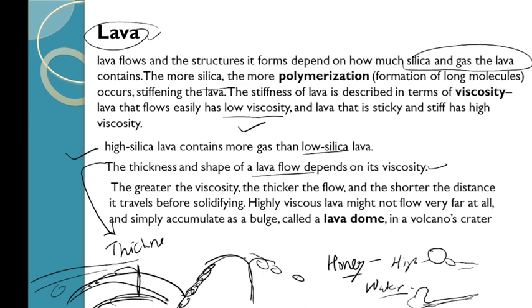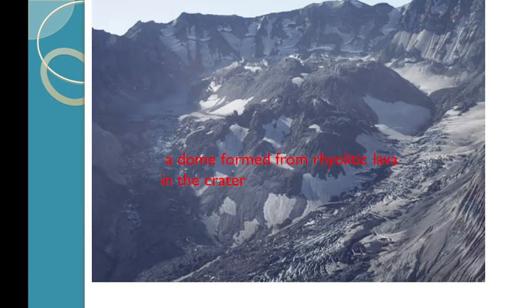Highly viscous lava might not flow very far. Highly viscous lava will not flow, it simply accumulates in a bulge called a lava dome. Why does this lava dome form? That means the lava is very highly viscous. This type of lava forms in rhyolitic craters. The crater forms because the lava is very viscous. Viscosity is high, so it does not flow. The lava erupts and solidifies in the same place, so you can see a lava dome forms in a rhyolitic crater.